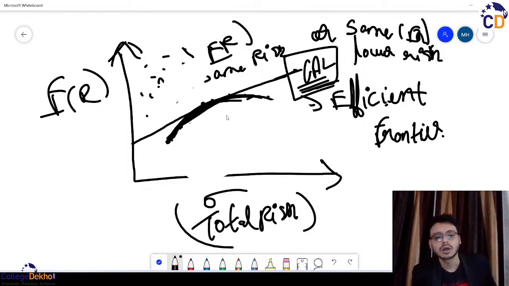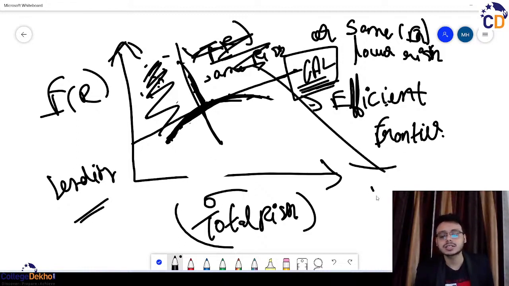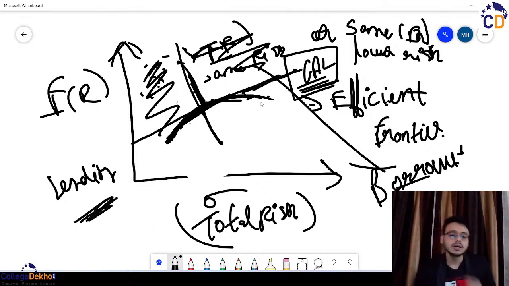ठीक है. At this part, let's divide this midpoint into two. At this part, this is the lending portfolio, and इसके आगे वाला part, like ये सारा part, this part is the borrowing portfolio. ठीक है. इस midpoint से left में it is the lending portfolio and it is the borrowing portfolio. So in the lending portfolio, we assume that we are investing in the risk-free assets.